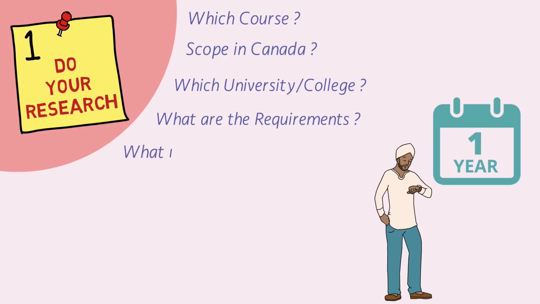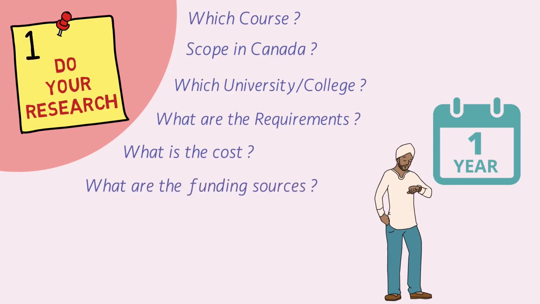Now you should also be aware of the cost. What would be the fee? How much money do you actually need in hand if you want to go ahead implementing your plan of studying in Canada? You should be aware of the funding sources. If you're getting that money from your parents, let them know well in advance that you would need that amount of money so that they're also prepared. And talking of funding sources, you can also search for scholarship programs.